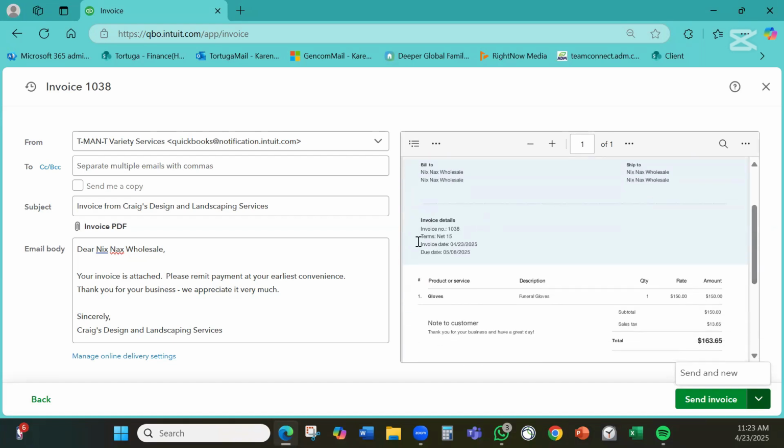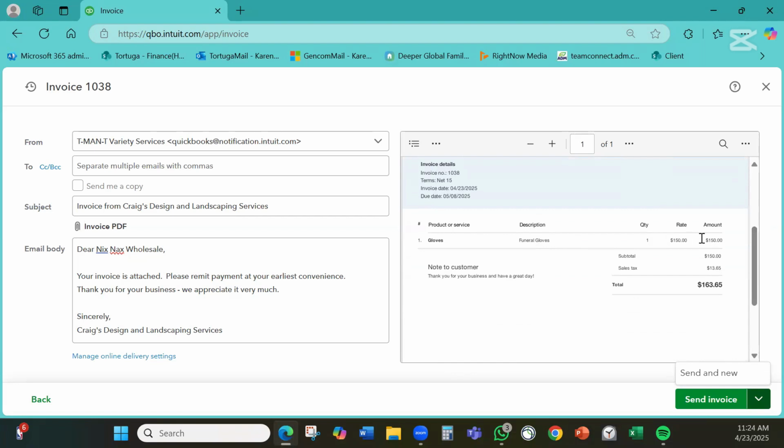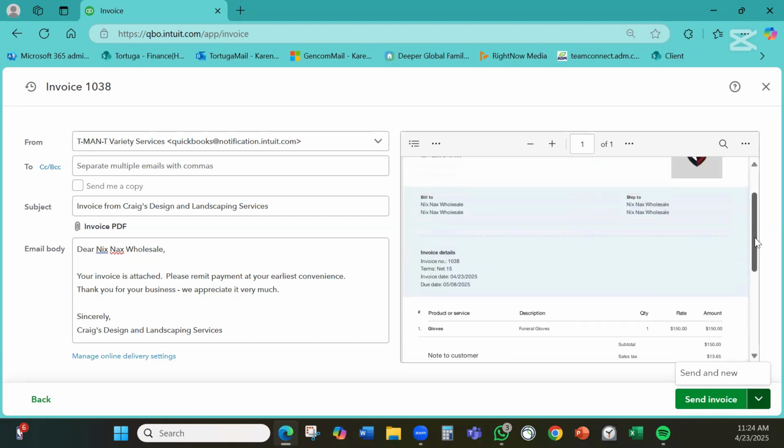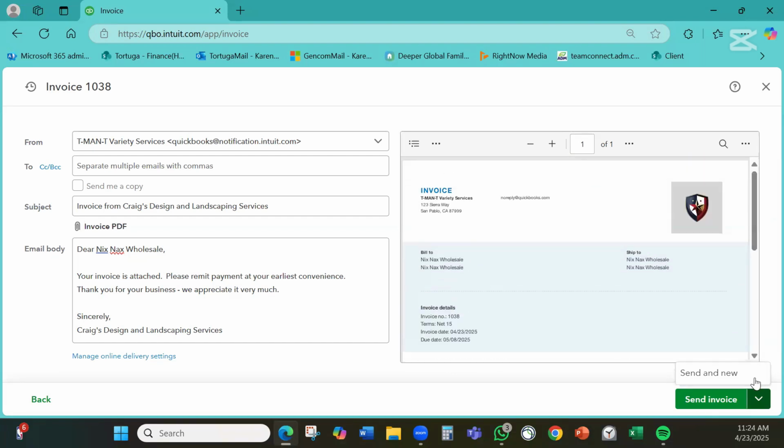This is the invoice number and the terms, the invoice date, when it's due, what you're selling, any note that you want to say to the customer. Thank you for your business. Have a great day. This is the price. Tax was there, and that is the tax, and that is the total, right? And when you are finished and you're comfortable, you send your invoice.